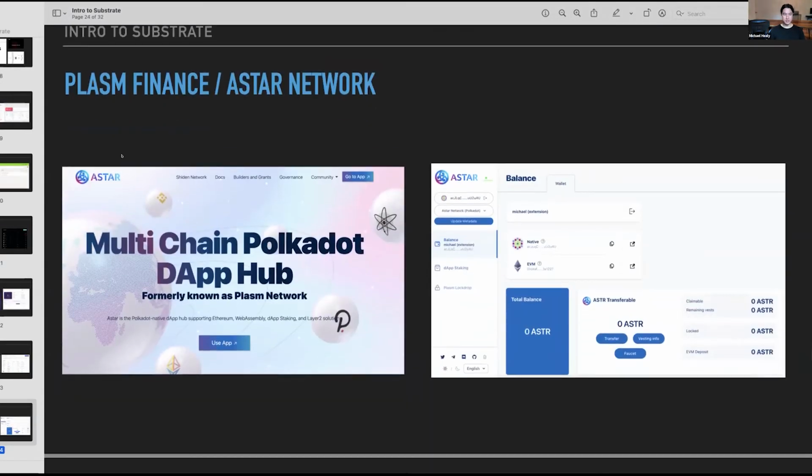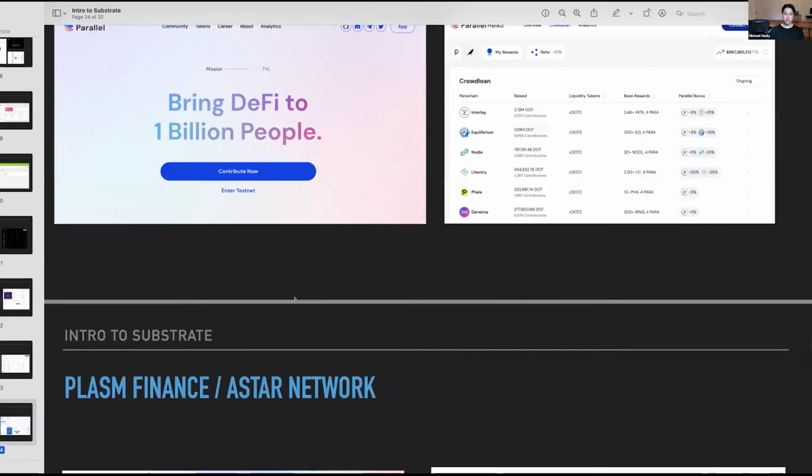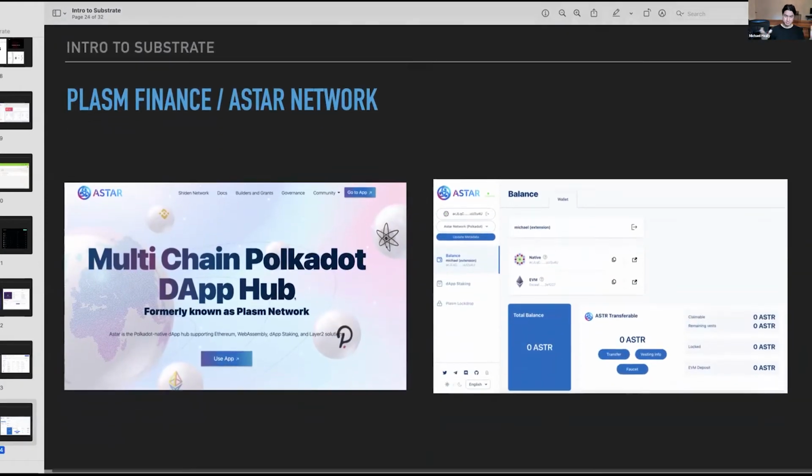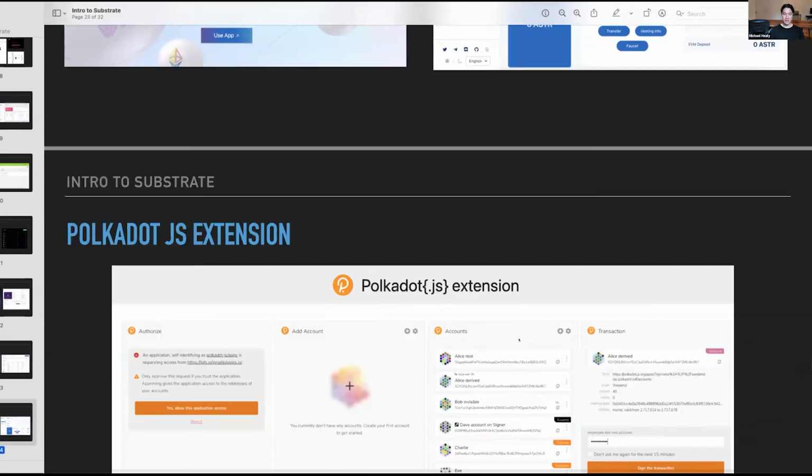Next one is Astar Network. They are another layer 1 blockchain, and they are focused on scaling to many different blockchains. So they want to be another DeFi sort of hub supporting languages like Ethereum, WebAssembly. Here you can see what it looks like on the right.